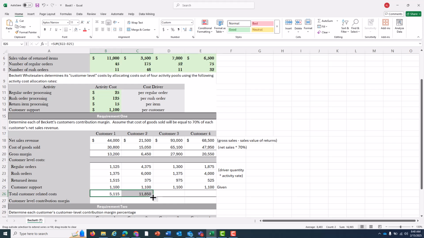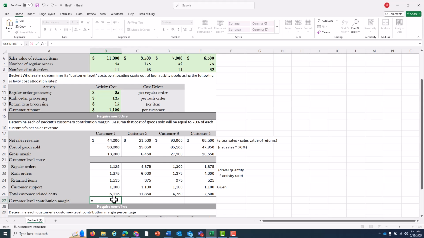Customer 3, with their $1,300 in regular order cost, $1,375 in rush order cost, $975 in returned item cost and $1,100 in customer support costs caused us to incur total customer related costs of $4,750. And then lastly, for customer 4, adding those 4 numbers together shows that customer 4 caused us to incur $7,500 worth of customer level related costs. So now what is the actual margin?